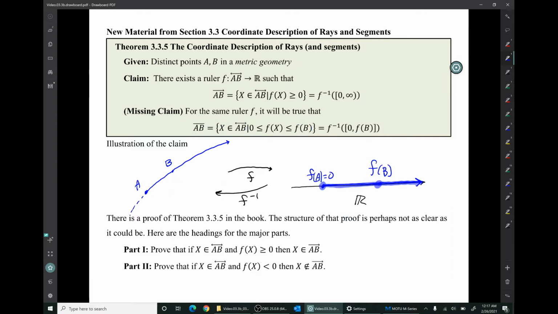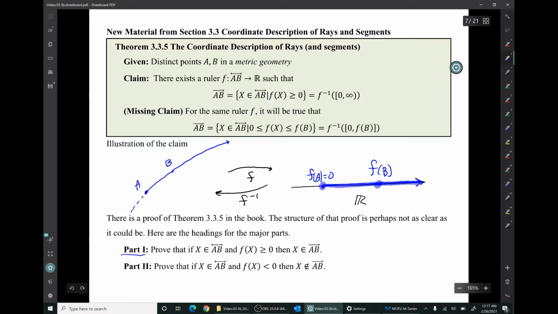Now there's a proof of this theorem in the book, and for a homework problem, you will try to clarify that proof. The structure of that proof is not as clear as it should be. That's why I gave you that assignment. Now I'll give you a hint. Here are the headings for the major parts of the proof.